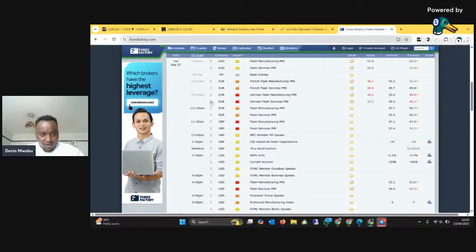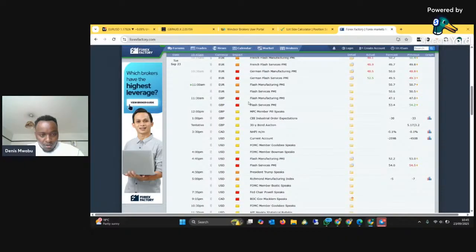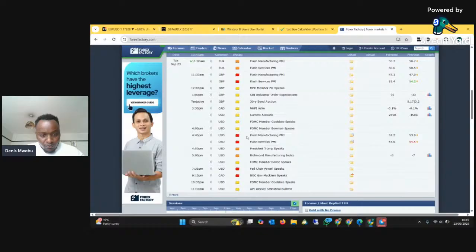At what time? At 10:30, German flash service. I'm looking at the news. At 11, I think 10:30 is already past. At 11:30 we have, at 11 we have just not a super red candle. At 11:30 we have GBP news coming in. At 4:45 we have this other news.